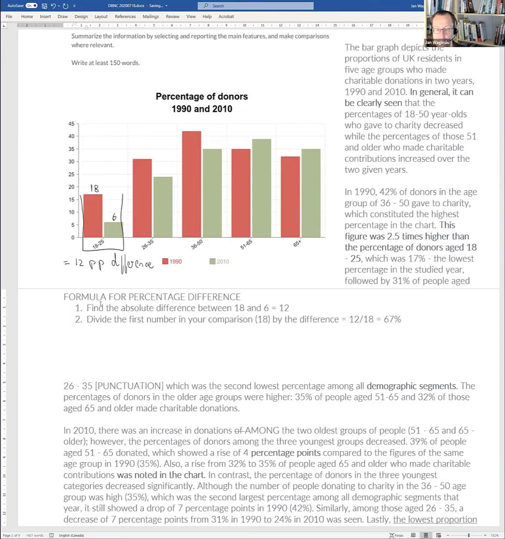I see. All right, so 12 over 18 is the same as 2 over 3. Now I got it. Because you can divide 6 into both, right? So 12 divided by 6 is 2, 18 divided by 6 is 3, that's 2/3. Yeah. So it's a drop of 67% from 1990 to 2010. Yeah, now it's clear. I can see it now, yeah.